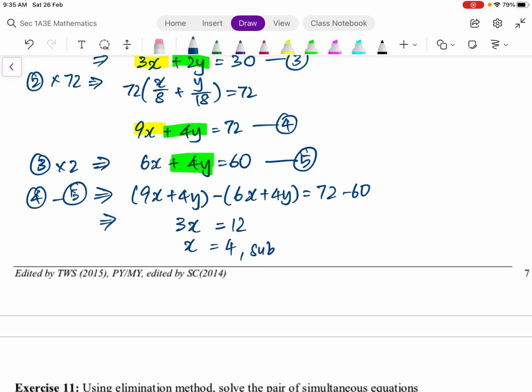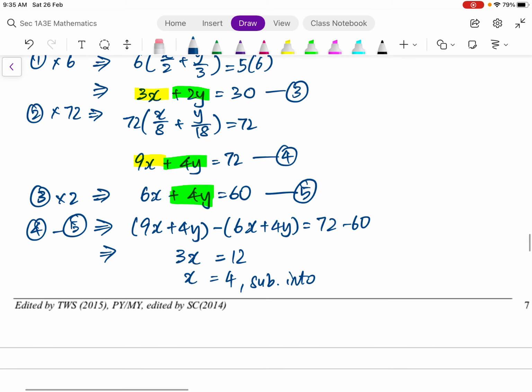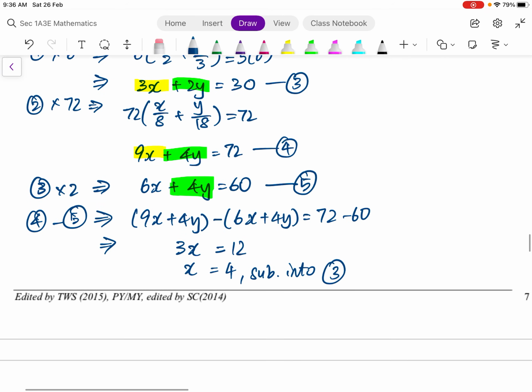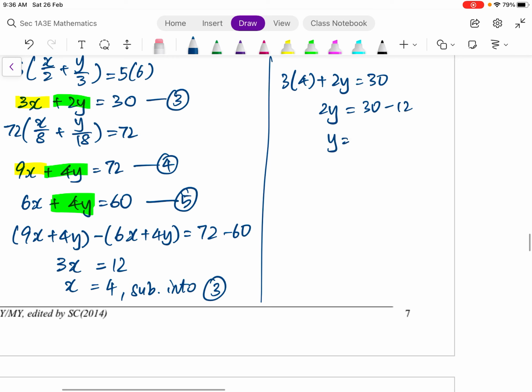So sub into any of the equations. Do we have something that is convenient? I think 3 is not bad. Sub into equation number 3. So 3 times x plus 2 times y is 30. So 2y is 30 minus 12. y must be 18 divided by 2, which is 9. So x has a value of 4 and y has a value of 9.